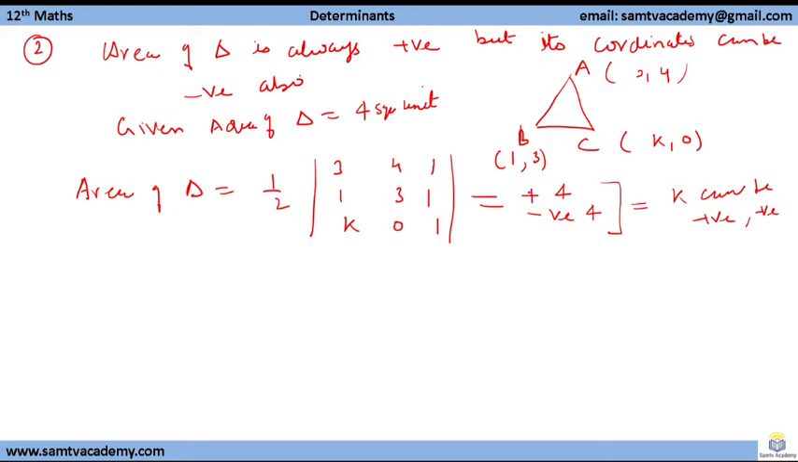But when we are solving to find any coordinate, then you have to take both positive and negative values to find the value of K. So you will always get two values of K.